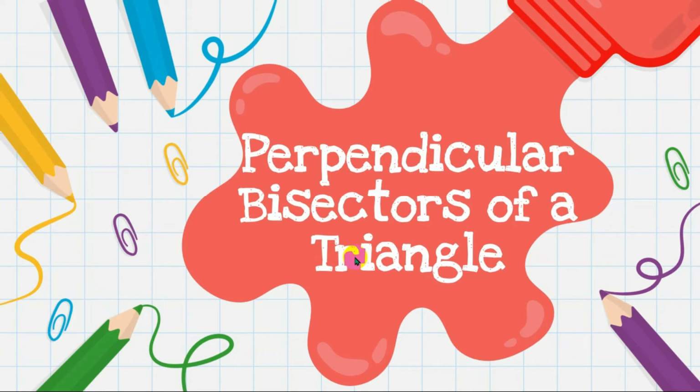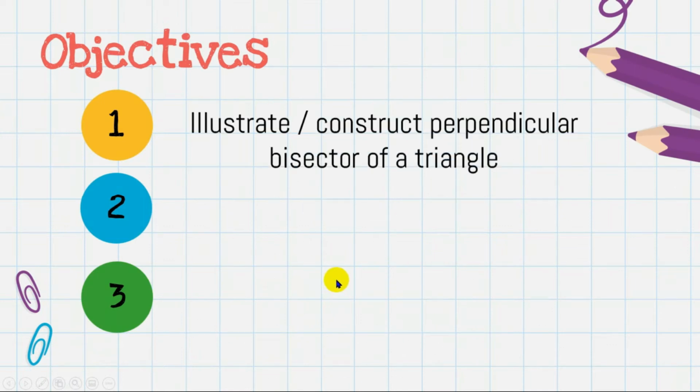So, as I've said from our previous video, hindi lamang vertices, angles, and sides ang parts ng triangle. So, we can also have another segments na meron sa isang triangle. So, isa na dyan ay itong perpendicular bisectors. So, ano nga ba ang perpendicular bisectors?